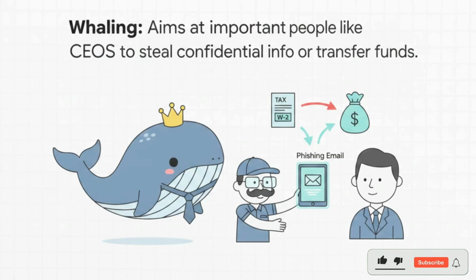Then we have what's known as whaling, which takes it an entire step further. This targets the big fish, CEOs, CFOs, top management. Hackers might perfectly mimic a trusted supplier and send a fake invoice demanding an urgent wire transfer for tens of thousands of dollars. For companies, the absolute best fix is implementing strict protocols, like requiring an in-person or direct phone confirmation before transferring any large sums of money.